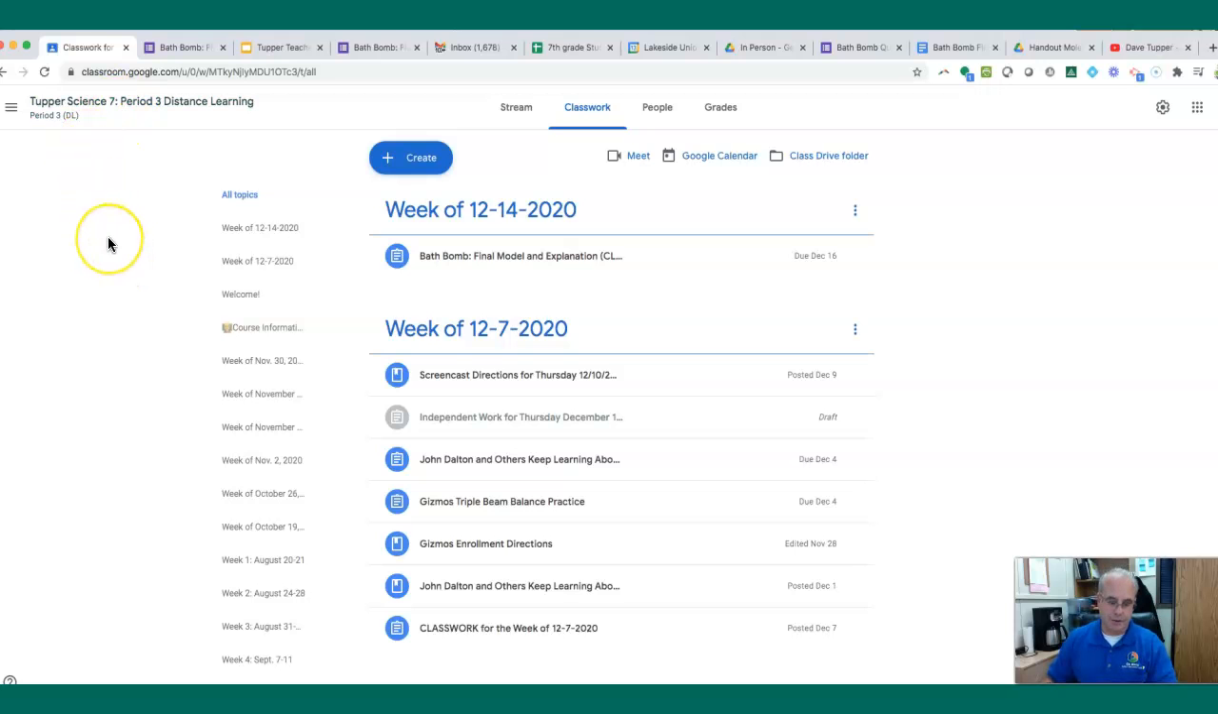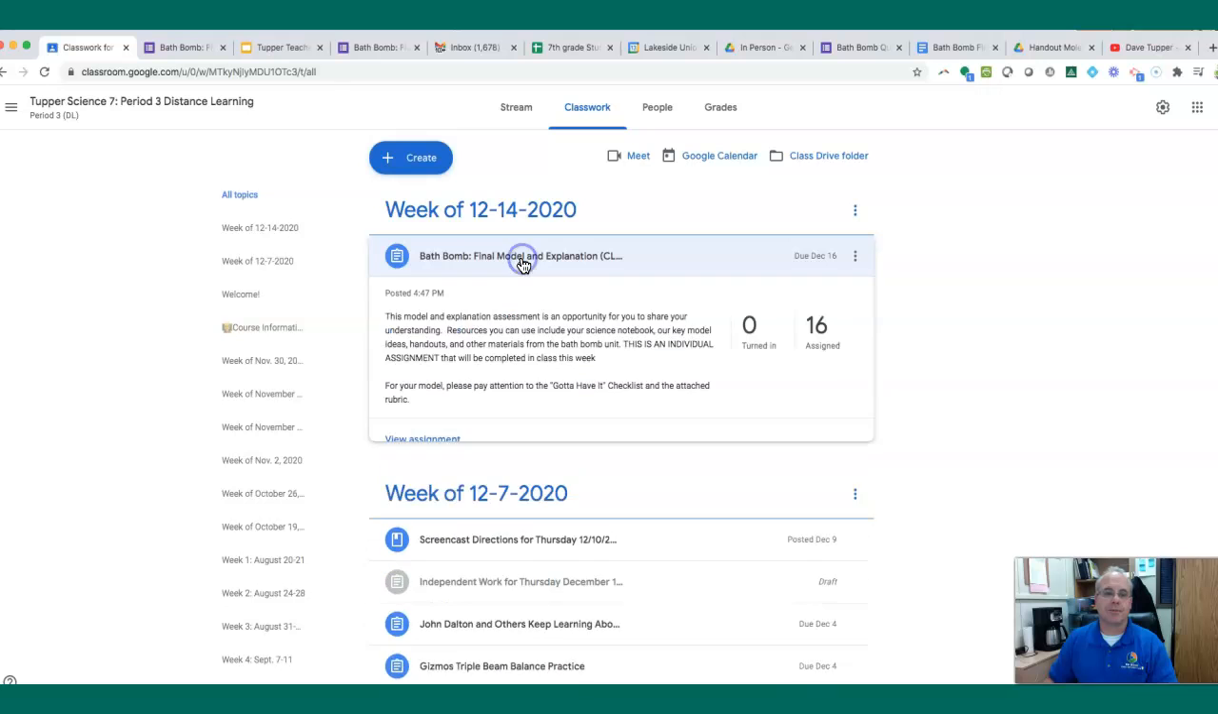So first thing you're going to do is access Google Classroom. Make sure you go to the correct period. This is period 3. And make your way to the classwork tab. For iPads, it's down lower. Find the week of 12-14. Don't hunt for it in the stream. It's under the classwork. Week of 12-14, there's only one thing there for you right now, and that is bath bomb final model and explanation.